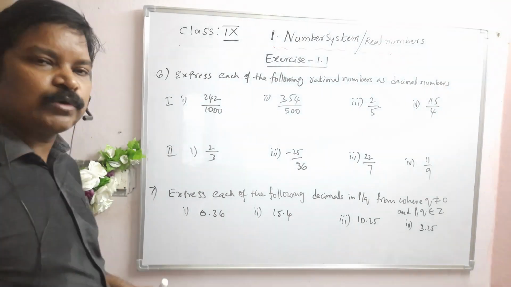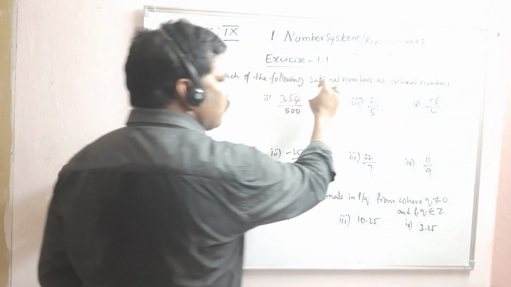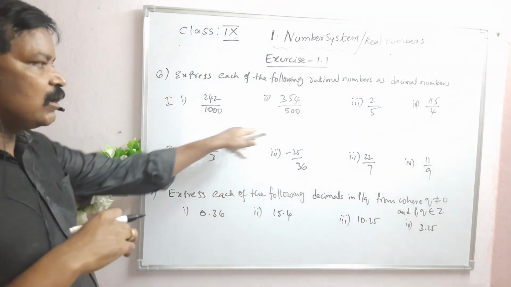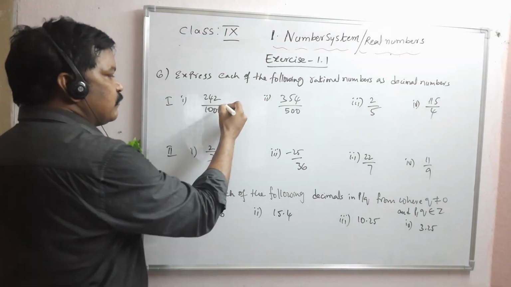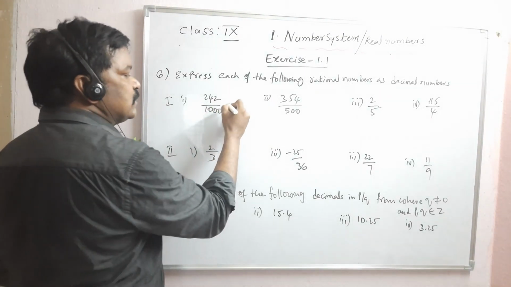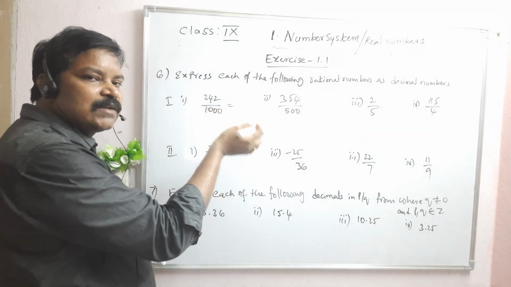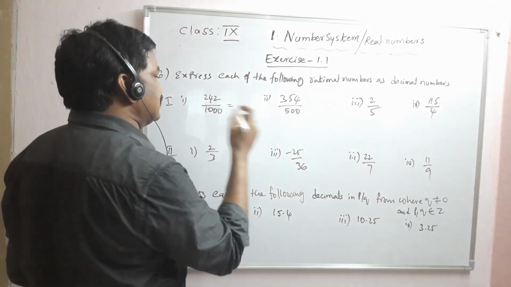In the sixth set of exercise 1.1 for AP board students, express each of the following rational numbers as decimal numbers. These all are rational numbers. We can express them in decimal form. See, first one, 242 by 1000. If the denominators are multiples of 10, then it is very simple. Our job is very easy.